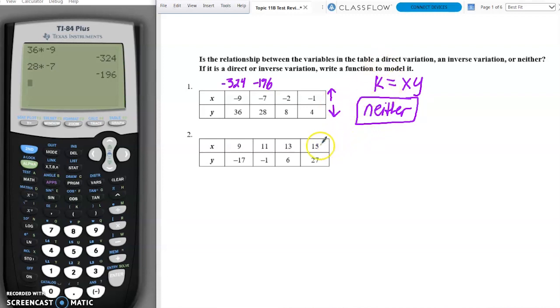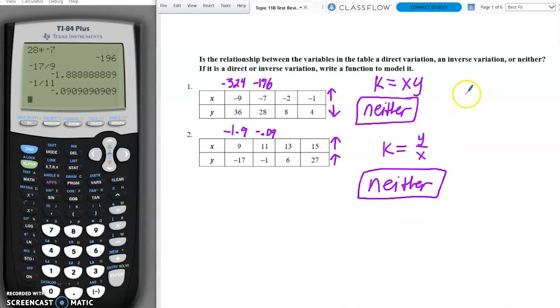Looking at the next one, we're going to do the same thing. X, we're going 9, 11, 13, 15. We are increasing. Y, we're going from -17 to -1 to 6. This is also increasing. So we're going to use k equals y over x because we're going to check for direct variation this time. So I'm going to do -17 over 9. So -17 divided by 9. And I get, we'll round that to -1.9. If I do -1 divided by 11, I get -0.09. So once again, these numbers are not the same, so this is neither.